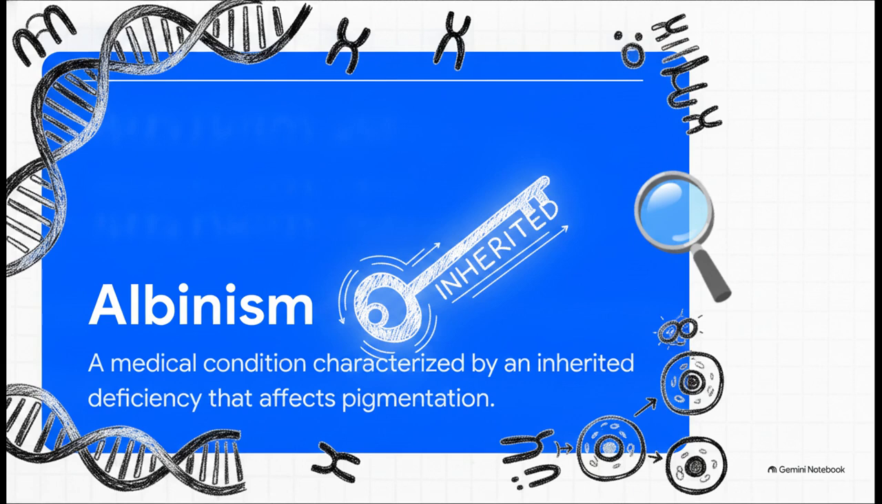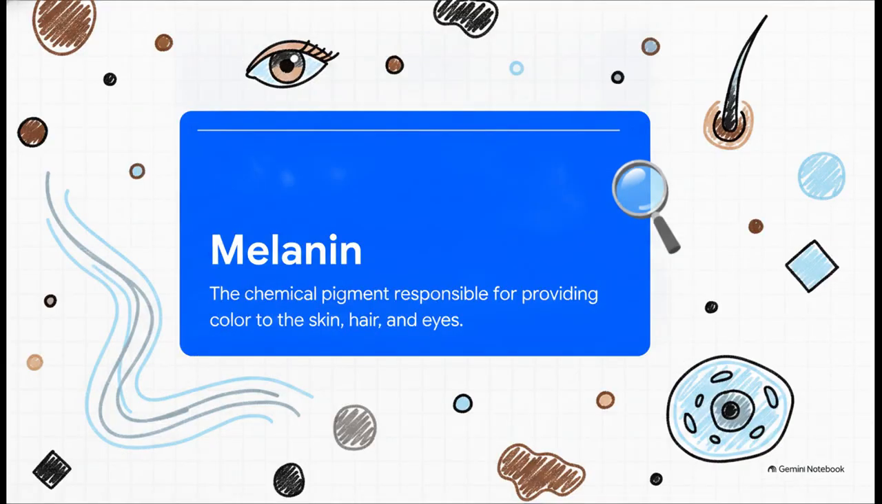And interestingly, it doesn't just affect humans. It affects vertebrates across the entire animal kingdom. To really wrap our heads around that genetic deficiency, we have to talk about melanin. This is the chemical pigment responsible for providing color to your skin, your hair, and your eyes. While pretty much everyone's body produces melanin, the genetic condition of albinism directly disrupts the biological processes that create it. It's basically like a roadblock in the body's pigment factory.